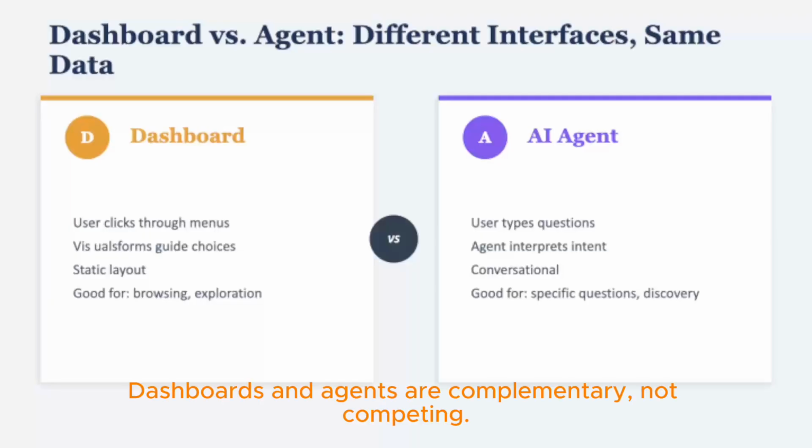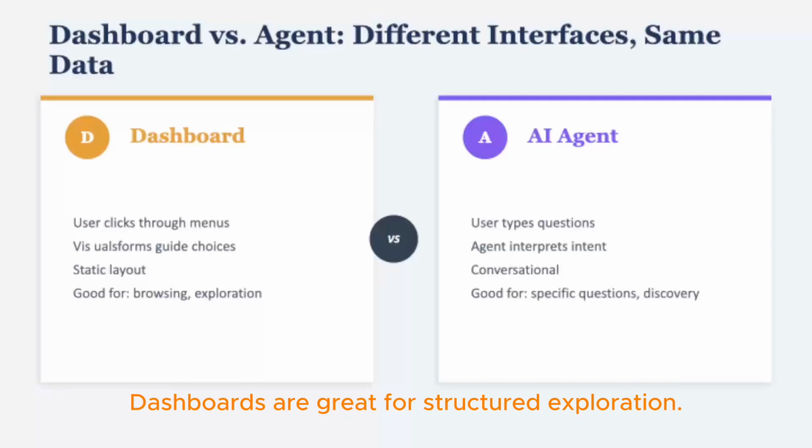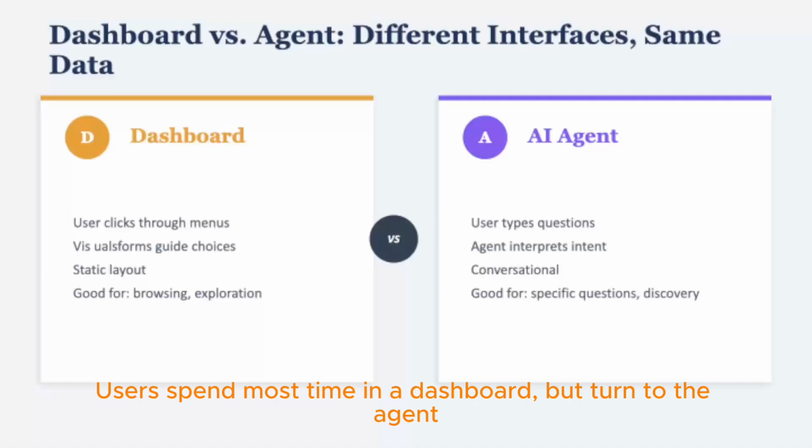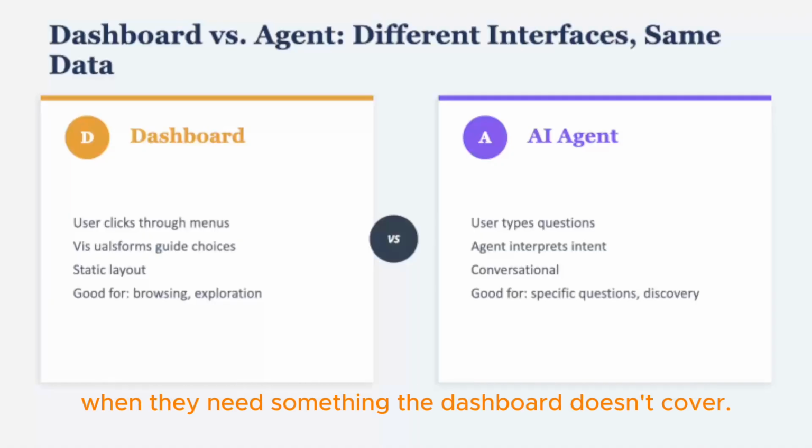Dashboards and agents are complementary, not competing. Dashboards are great for structured exploration. Agents for ad hoc questions. Users spend most time in a dashboard, but turn to the agent when they need something the dashboard doesn't cover.